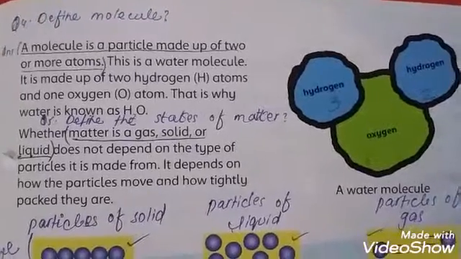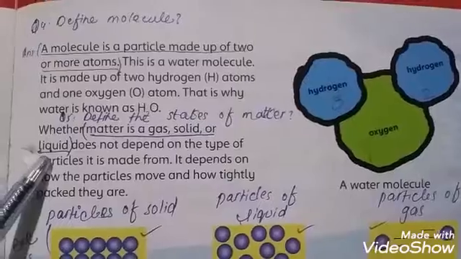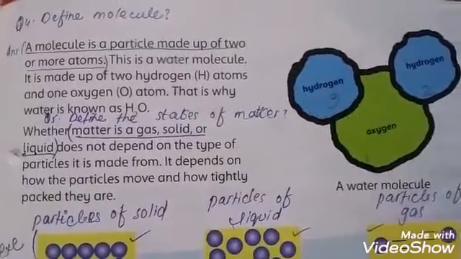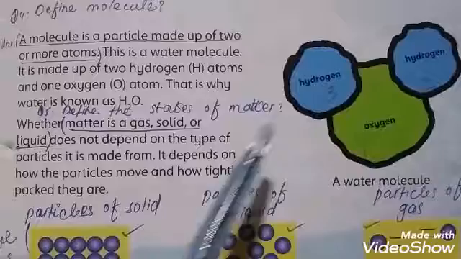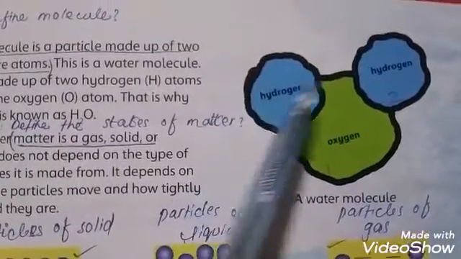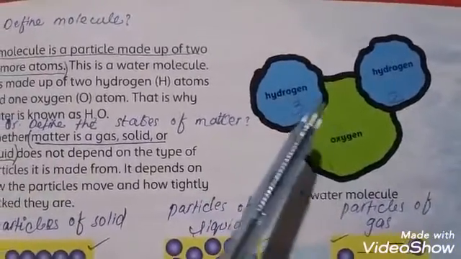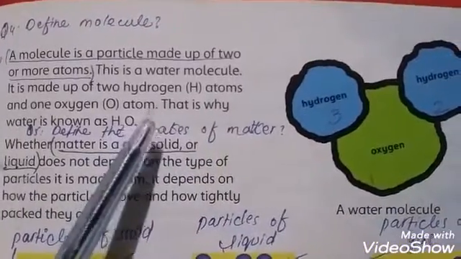On page number 43, the next concept is define molecules. A molecule is a particle made up of two or more atoms. If two atoms join, they will form a molecule. For example, this is the formula of the water molecule, in which two hydrogens and one oxygen join together and form a molecule, and its formula is H2O.